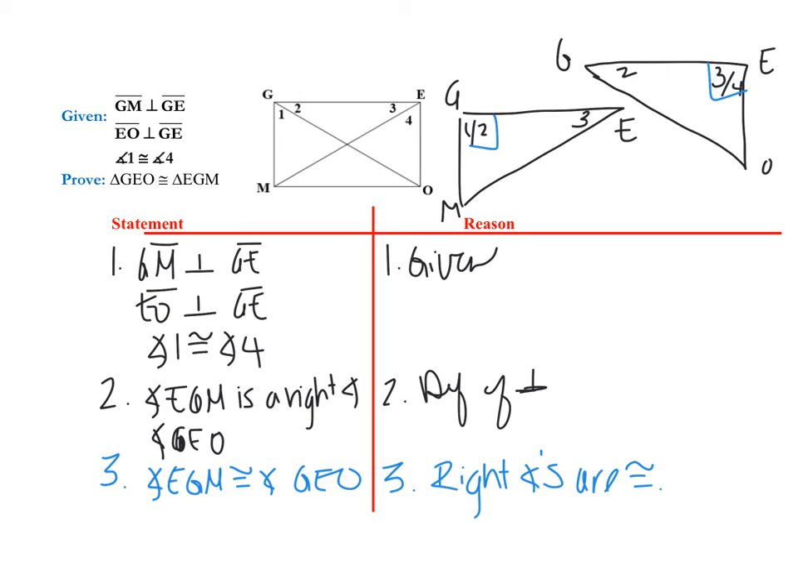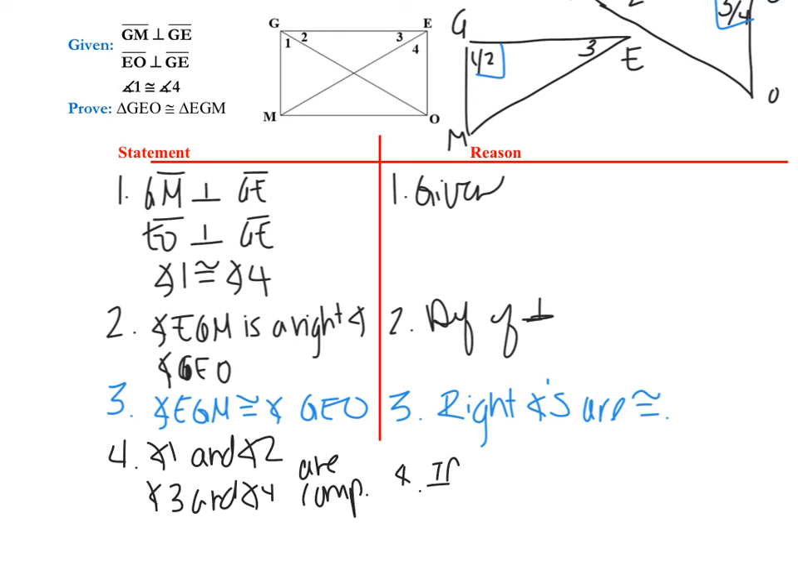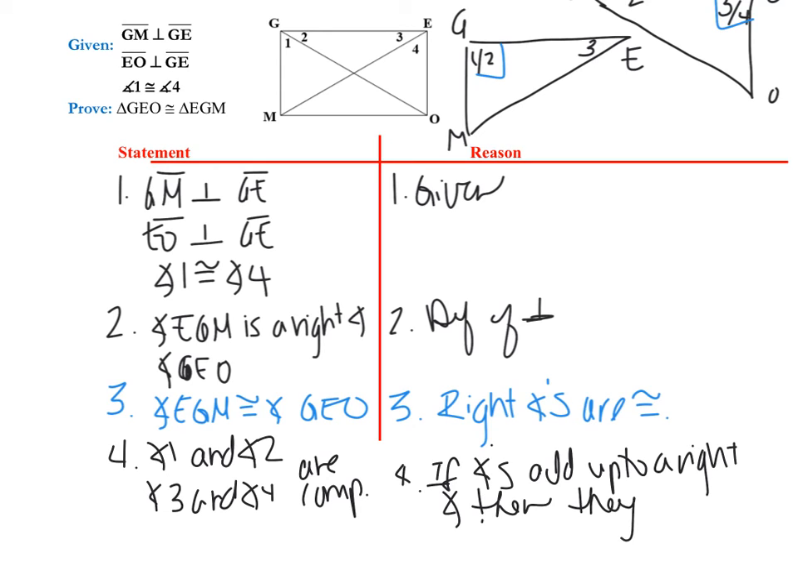Okay, well, we also know that they are complementary. And we're going to go ahead and use the numbers that I listed above. So angle 1 and angle 2, as well as angle 3 and angle 4 are complementary. Because if angles add up to a right angle, then they are complementary. So how does that help us?